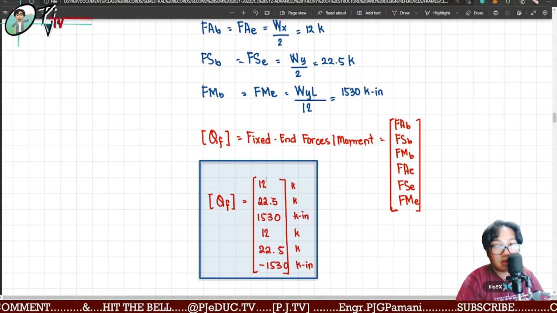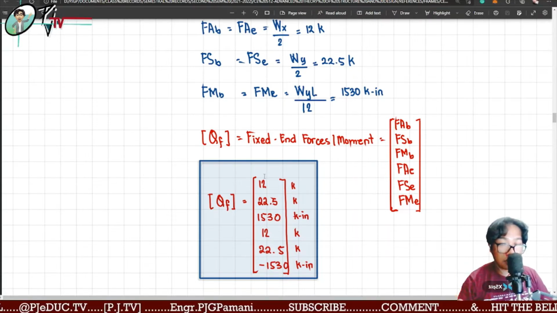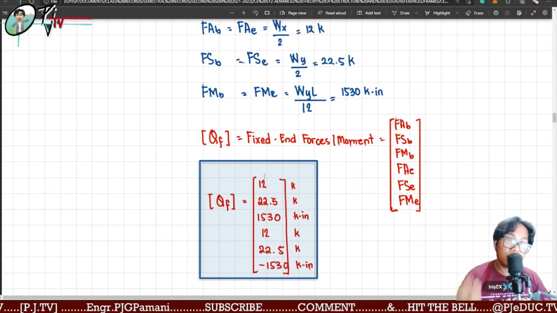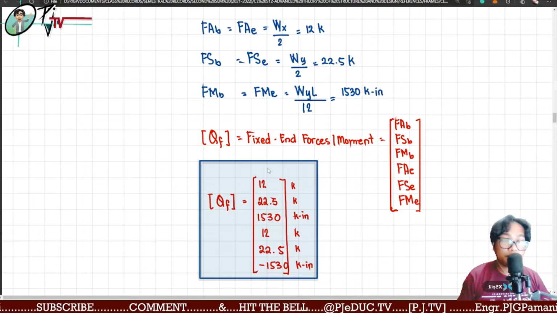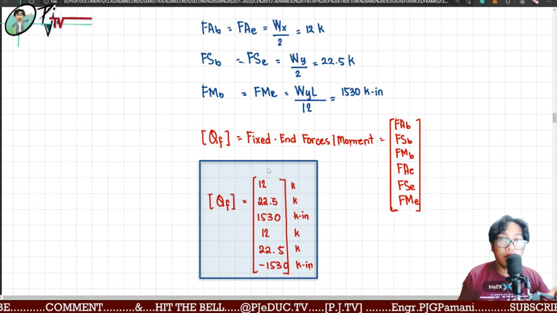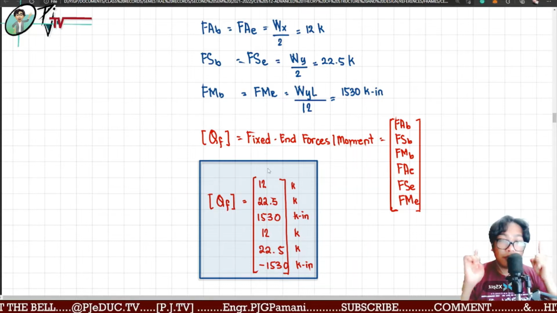Then summate. Kung marami yung members mo, let's just say 5, hanapin mo ulit lahat yon. Hanapin mo lahat ng fixed end moments ng bawat members. And we'll be needing them later on sa ating structure matrix, if the member is subjected to member loads.